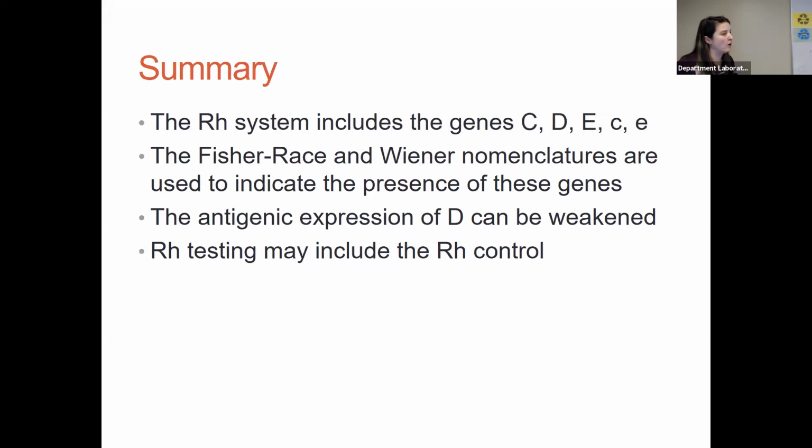All right, so that is the Rh system. It is very complex. I think you guys see that. So spend some time on the Fisher-Race and the Wiener nomenclature. Make sure you can go back and forth on those. We talked about the weak D expression. You guys will actually get to do the weak D test this afternoon, so it'll make more sense to you after you actually do it.